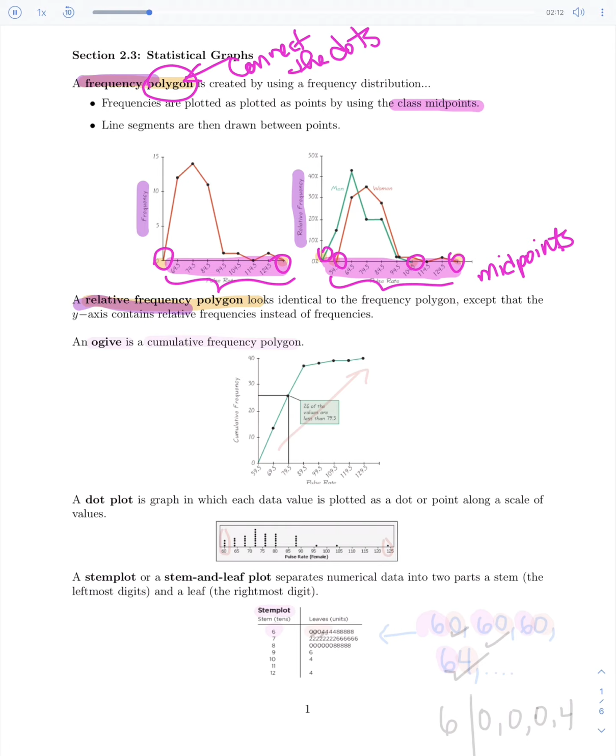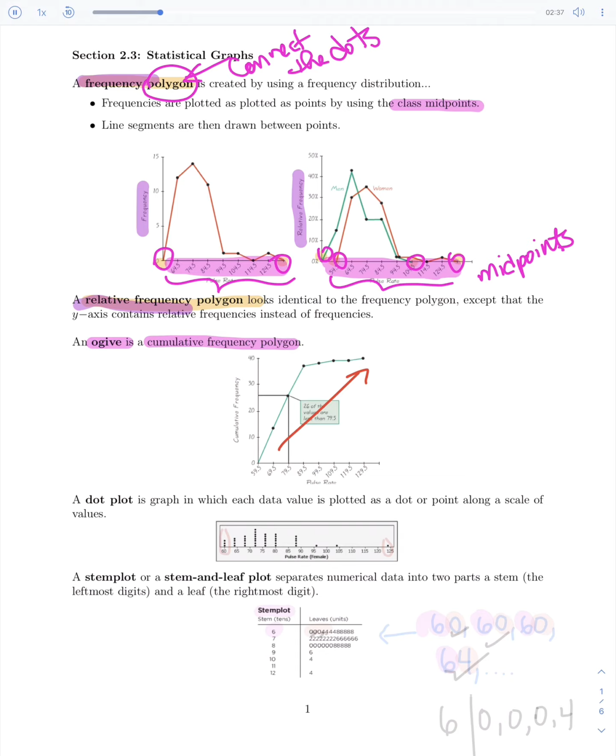An ogive is a very specific type of polygon. It's a cumulative frequency polygon. Remember we talked about these in your last section? Cumulative frequencies grow. It means take that class and everything before it. So cumulative frequency polygons, these ogives are always going up. They're always increasing. They're never going to go down.